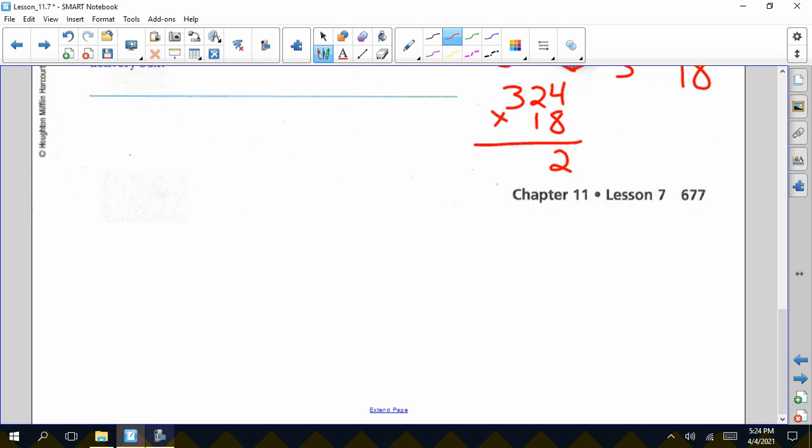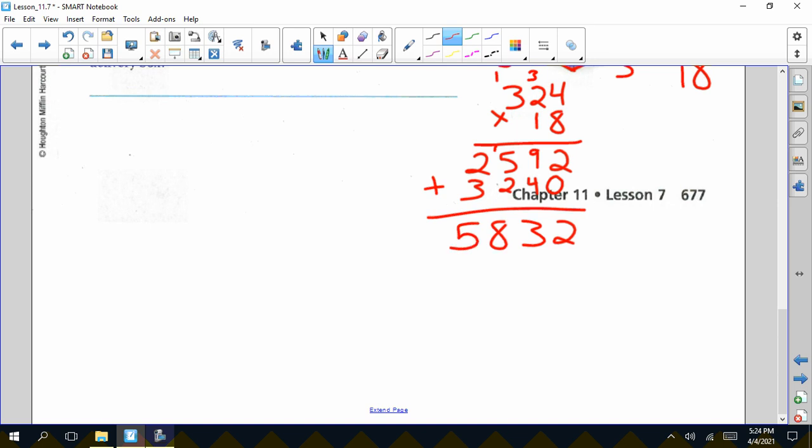8 times 4 is 32. 8 times 2 is 16, plus 3 is 19. 8 times 3 is 24, plus 1 is 25. Drop a 0. 1 times 4, 1 times 2, 1 times 3, add that up. And we should get 5,832 cubic inches. Now that's how much she's collected so far.